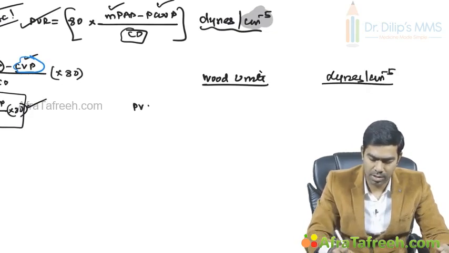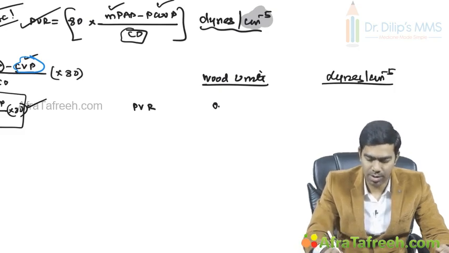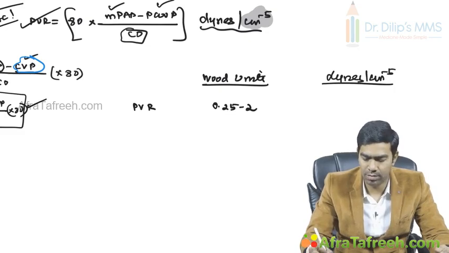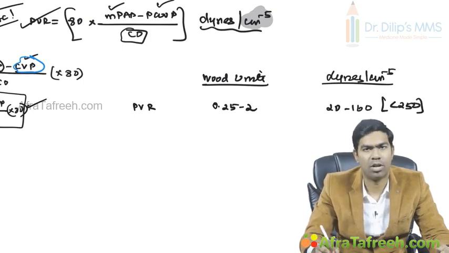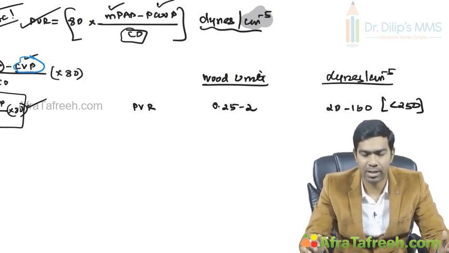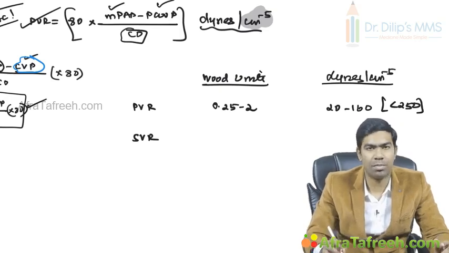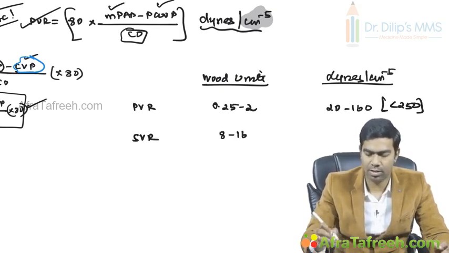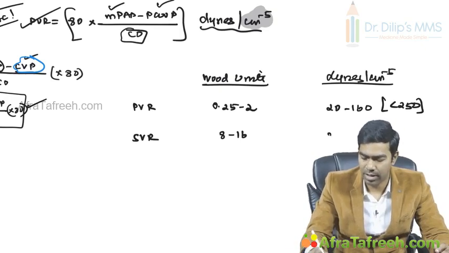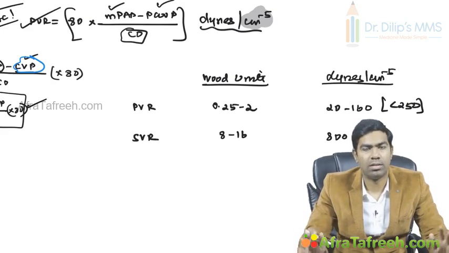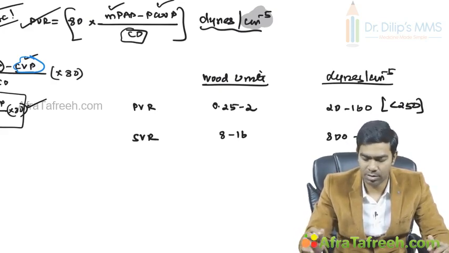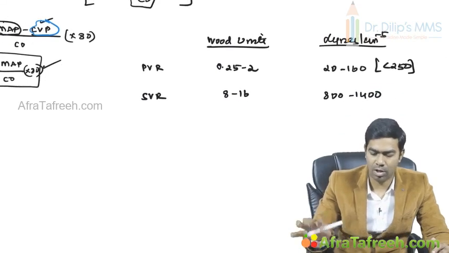The normal pulmonary vascular resistance in Wood units is somewhere around 0.25 to 2 Wood units, whereas in dynes it's going to be somewhere around 20 to 160. But you can simply write less than 250 as normal, or some books will give less than 240. That doesn't make a big deal. Similarly, normal systemic vascular resistance must be somewhere around 8 to 16 Wood units, which means somewhere between 800 to 1400 dynes. So this is the usual normal systemic vascular resistance and pulmonary vascular resistance. This is how you have to understand. Clear? So these are the normal values.